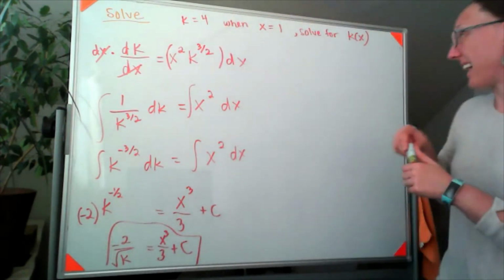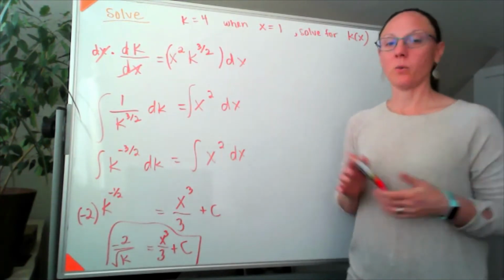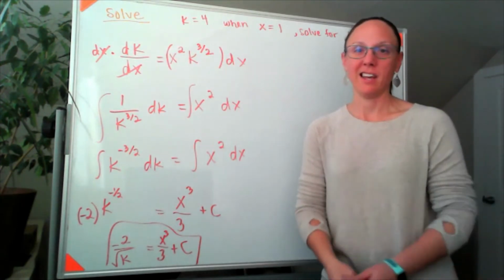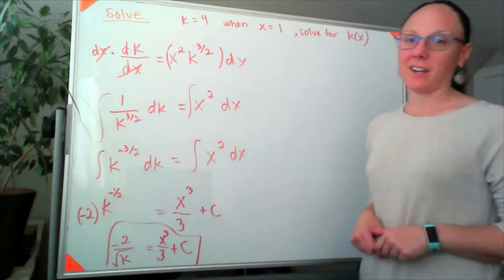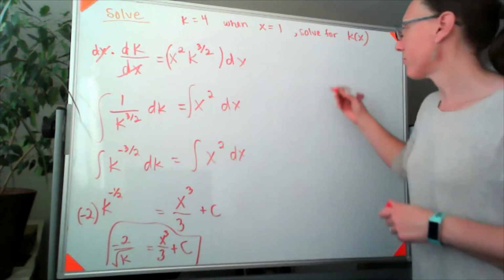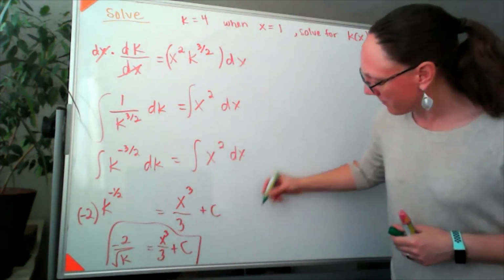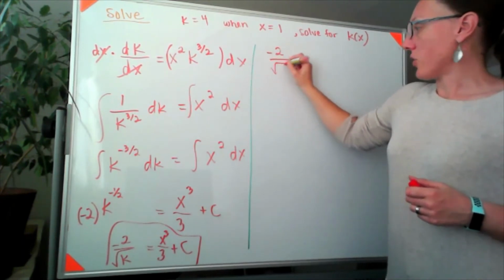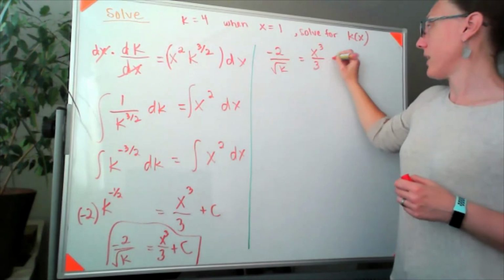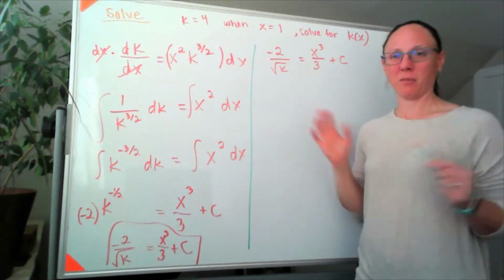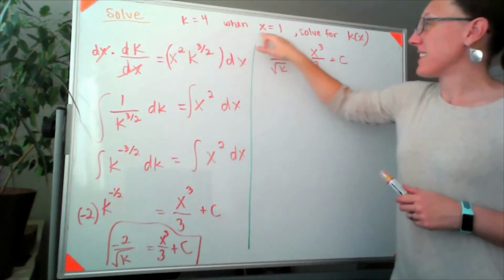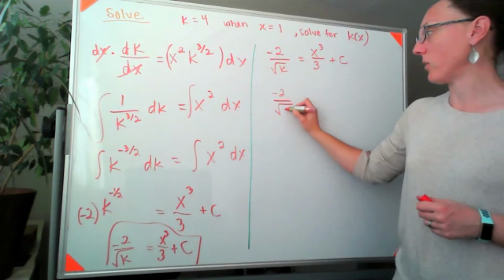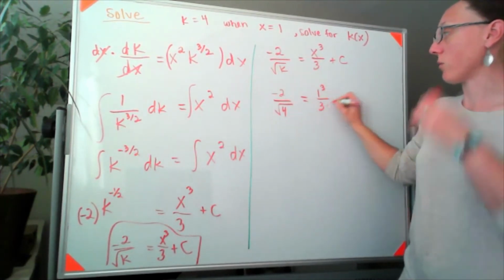Now, because I asked us to solve for k, we have a choice to make. We can either look for that constant right now, or rearrange it to make it say k equals first, and then find the constant. Usually it doesn't matter which choice we make, so I'm going to go ahead and keep doing the algebra to get the k by itself. Let me just give myself a little more space. So -2 over the square root of k is equal to x cubed over 3 plus a constant. I changed my mind. I'm going to solve for the constant first. So I know that k needs to be 4 when x is equal to 1. So that tells me that -2 divided by the square root of 4 needs to be equal to 1 cubed over 3 plus a constant.